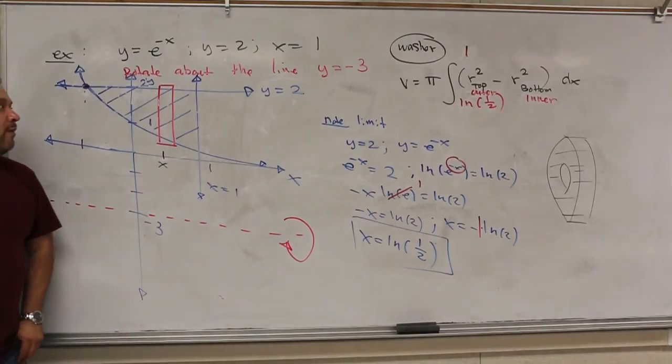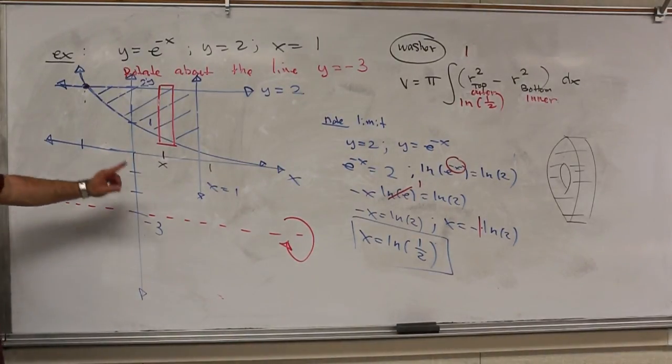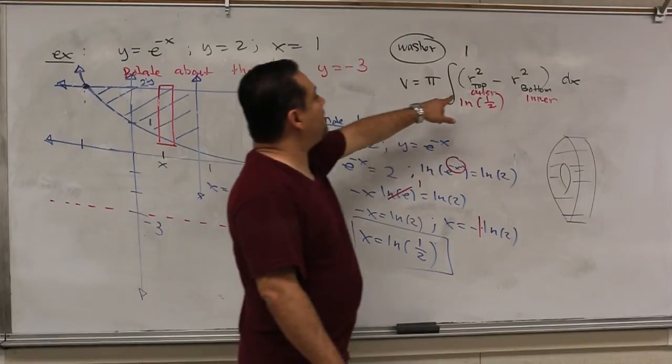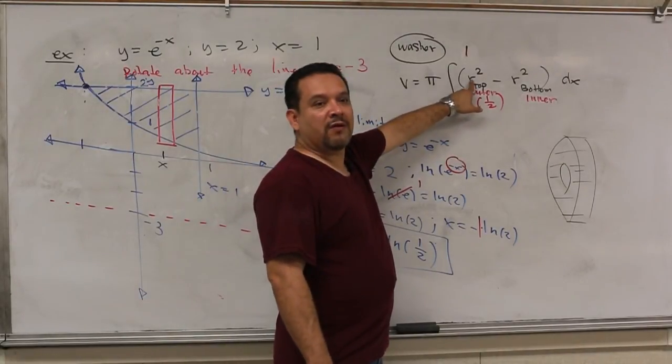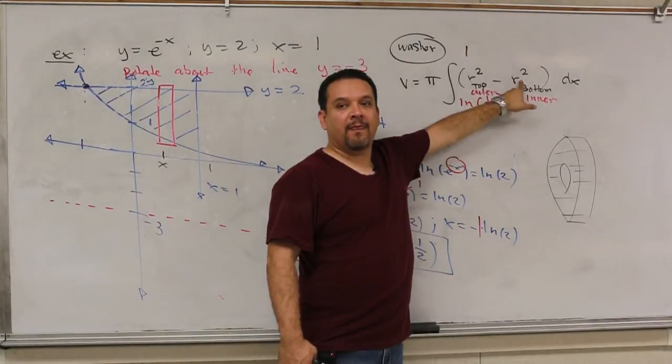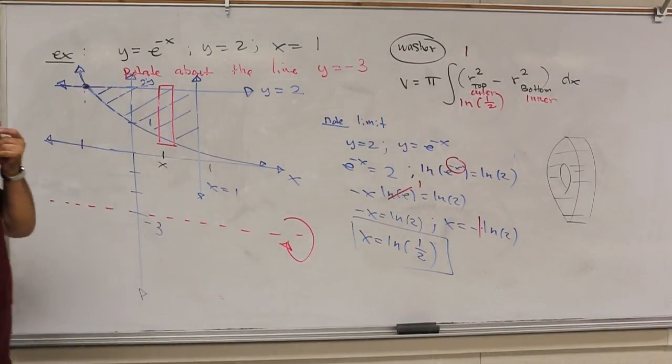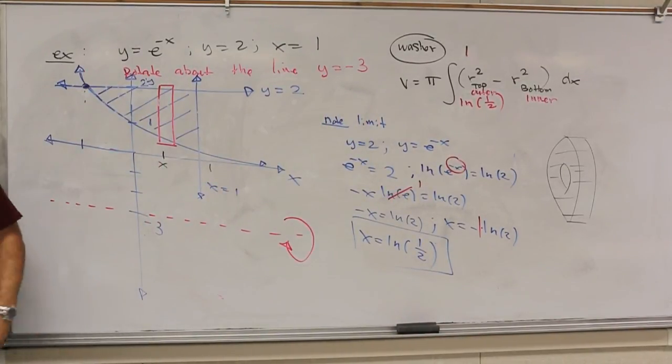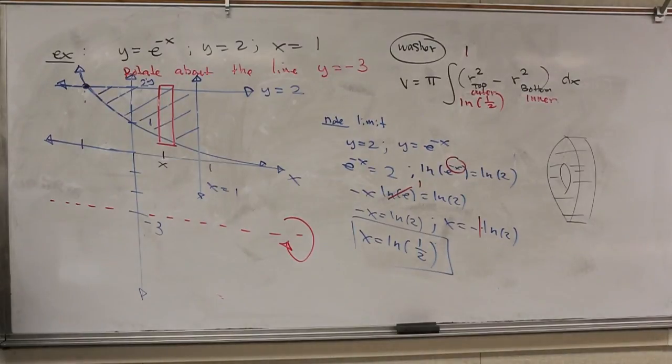If I know what the outer radius is, I just plug it in here. That's for R outer. If I know the inner radius, I plug it in here. That's for R inner. Could you guys tell me what the outer radius would be? What's the outer radius?